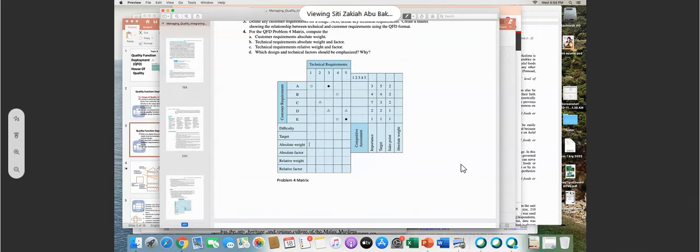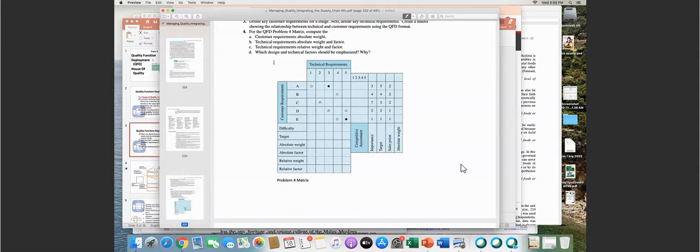So the first absolute weight, berapa? 9. Okay, 3 times 3, 9. How about the next one? 7. The next one? 29. How about the 4? Requirement 4? 15. The last one? 11. Are you sure 11? Yeah, 1 point. Okay, 11. For relative weights.